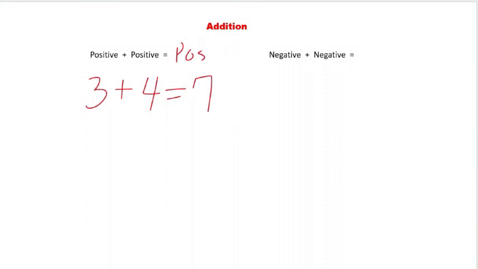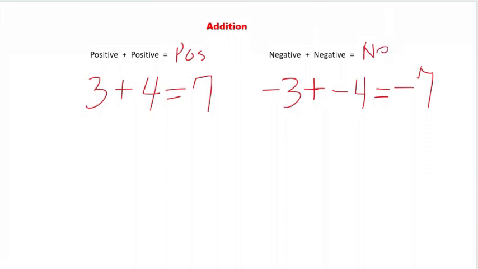So let's say you have a negative 3 plus a negative 4. You are going to get negative 7. So a negative plus a negative is going to give you a negative number.